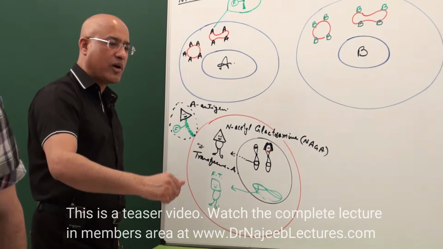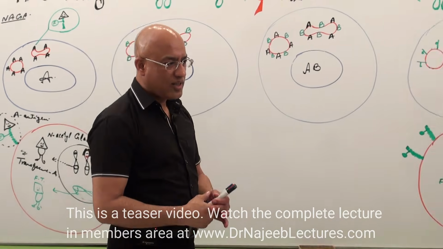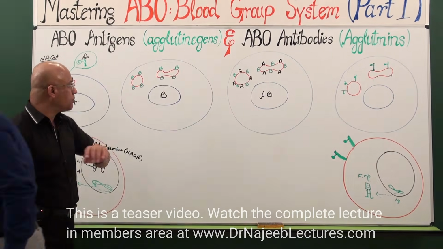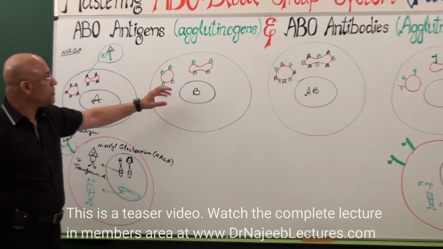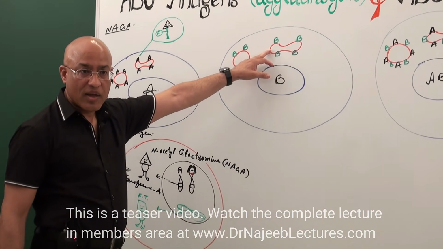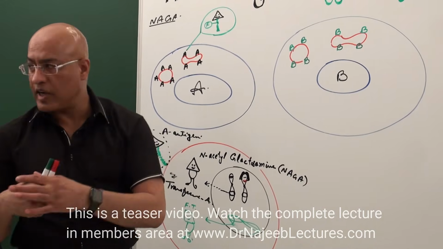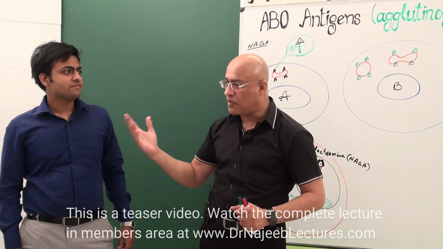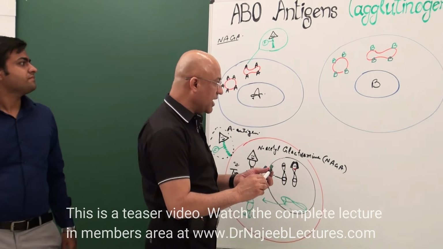Now let's talk about blood group B. Yes. So this friend has blood group B. And if he has blood group B, we come to this story. It means he has B antigens. Now, how do his red blood cells have B antigens on their surface? From where do the B antigens come? The story is somewhat similar.